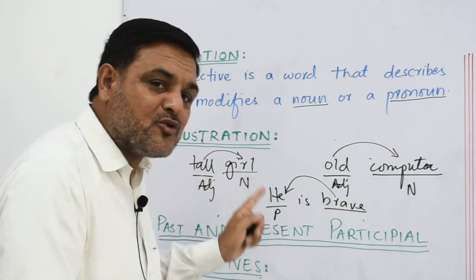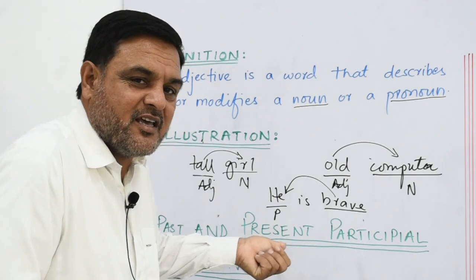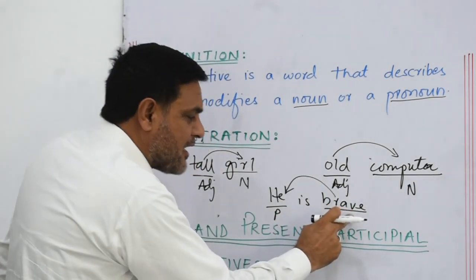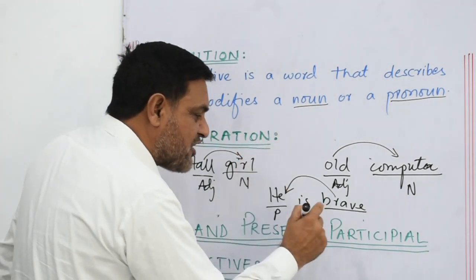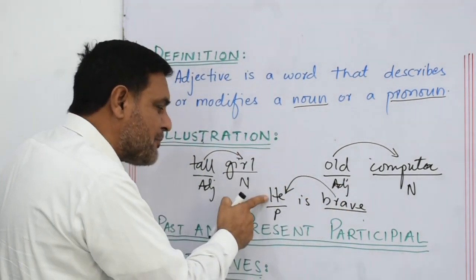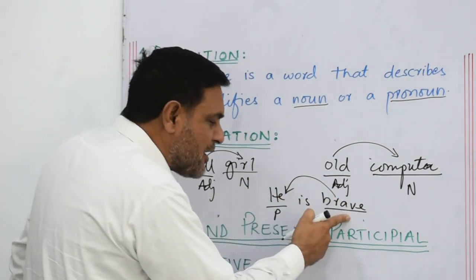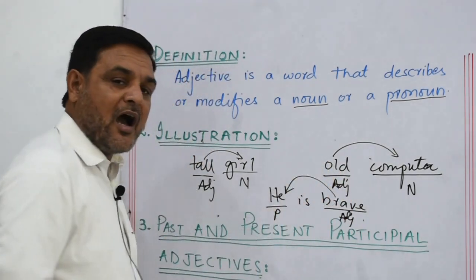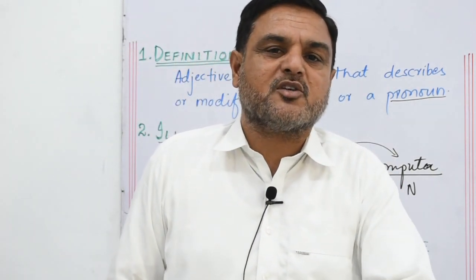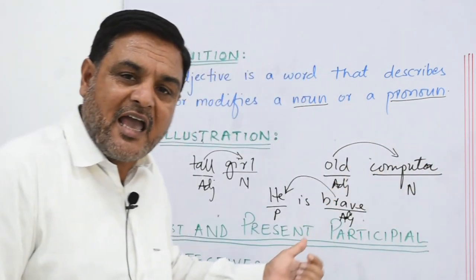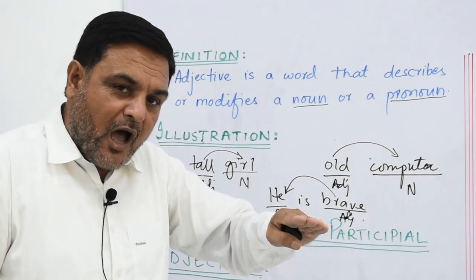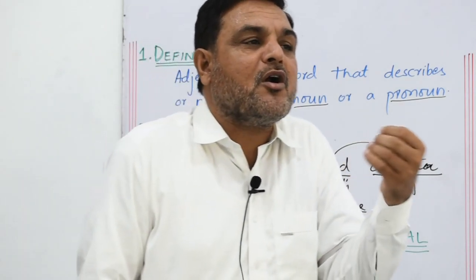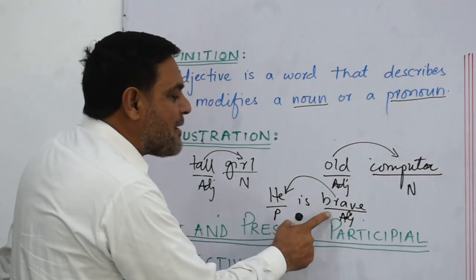It is saying something about he. It is saying something about this person, he. So because brave is about this word, he. Because brave says something about he, which is a pronoun. So by this definition, because this word brave says something about a pronoun, he, this word brave describes he, which is a pronoun, so that's why it will be called an adjective. Why? Because an adjective is a word that describes a noun or a pronoun. So we have already had examples of how adjectives or how words describe, how words modify nouns. But this is an example of how a word modifies or how a word describes a pronoun. So keep that in mind.